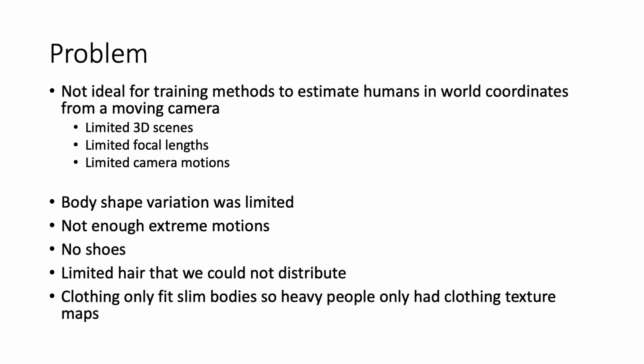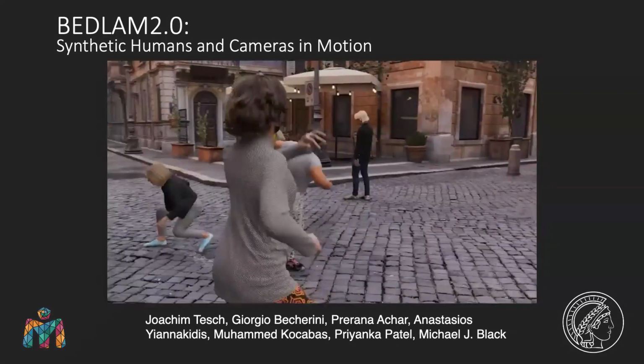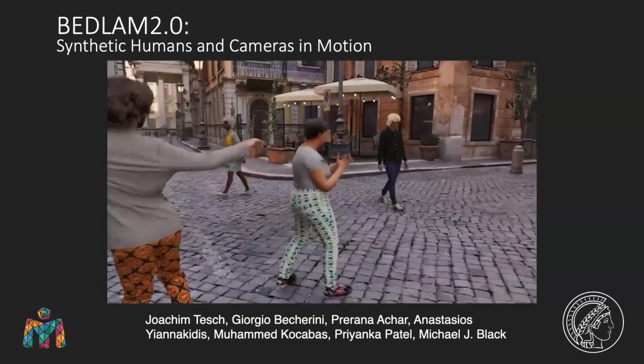And the clothing wasn't so good. For anybody who was overweight or obese, they didn't get real clothing. They just got a texture map on the body. So all of these things are problematic. And so we've been working on something called Bedlam 2.0, which addresses all of these problems.